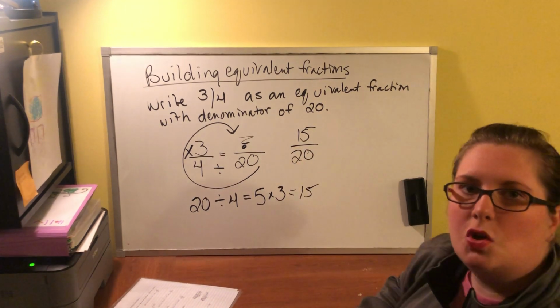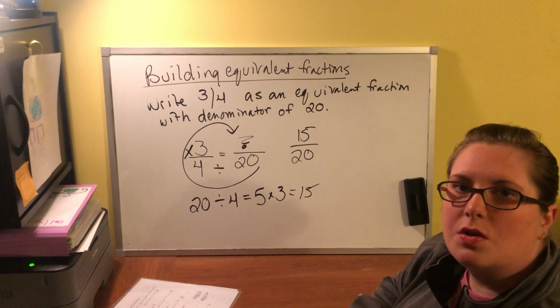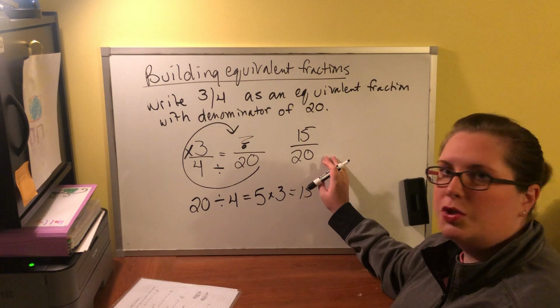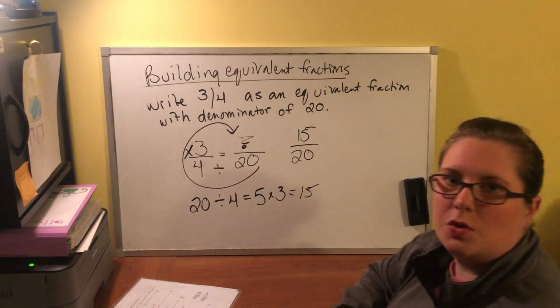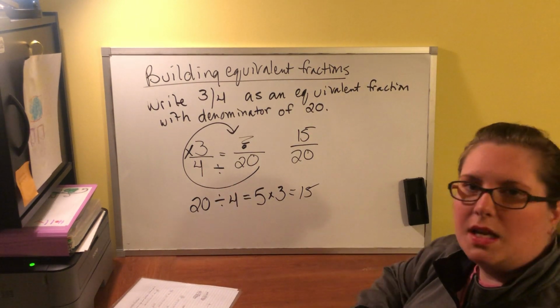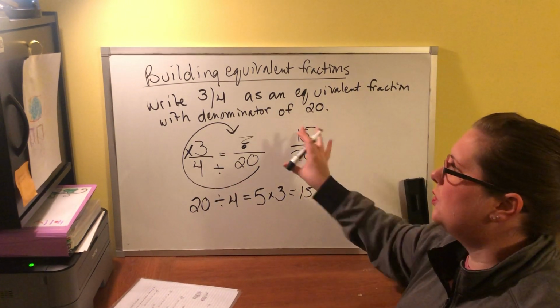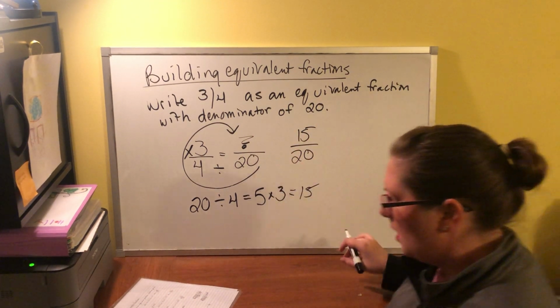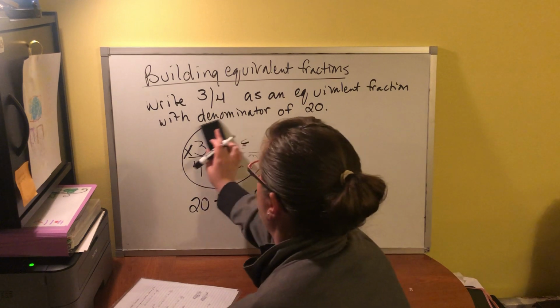Because you're building an equivalent fraction, you are not reducing, okay? Do not reduce this. You end up with 3/4 where we started at the very beginning. That's not what we want to do. So when you're building equivalent fractions, do not reduce, okay? All right, let's do another one.